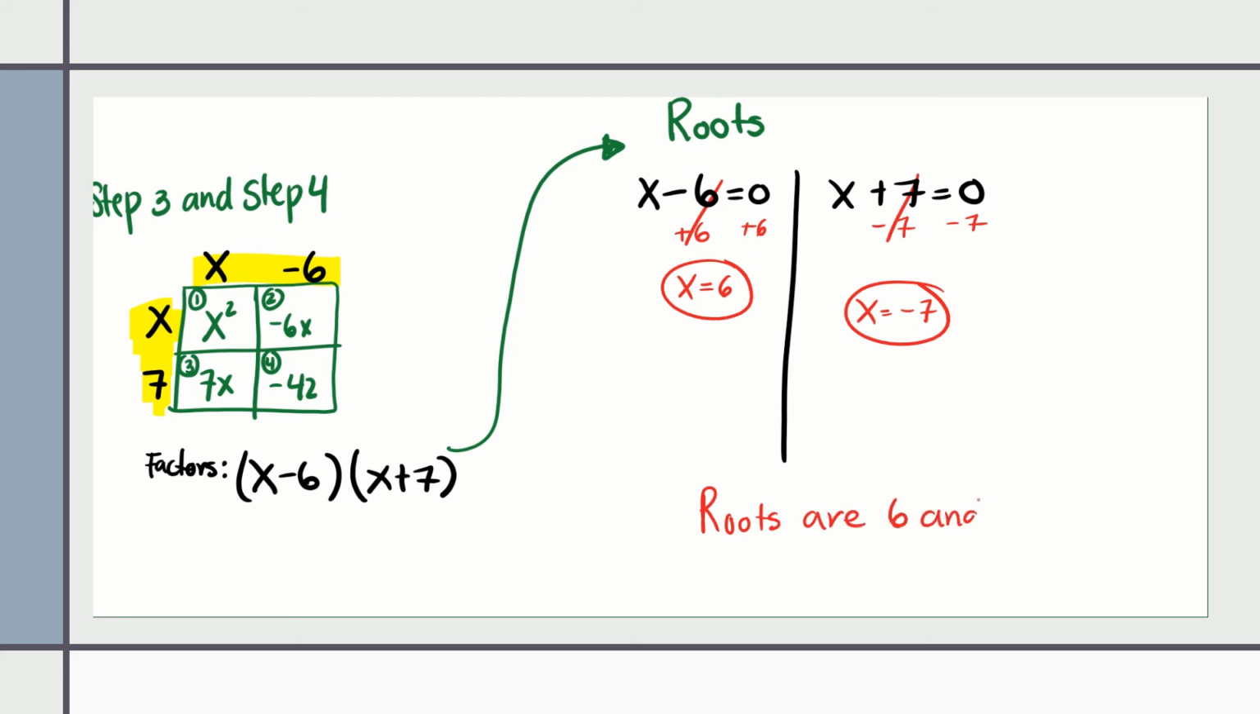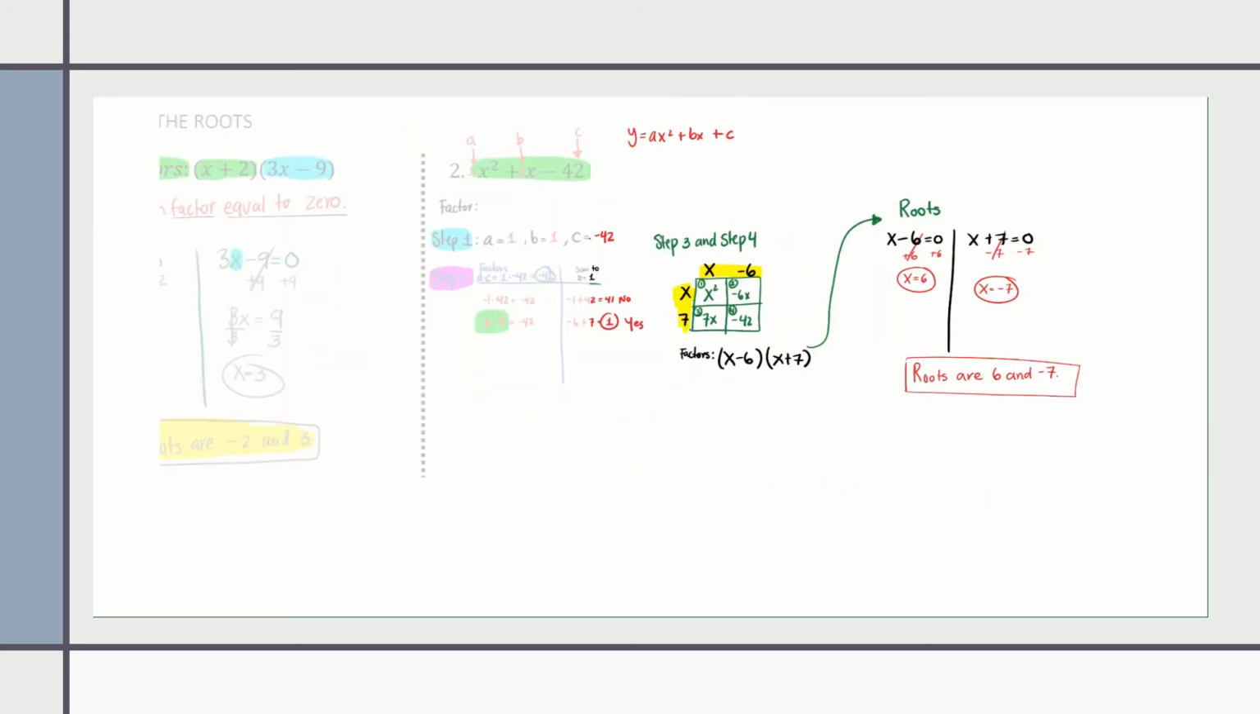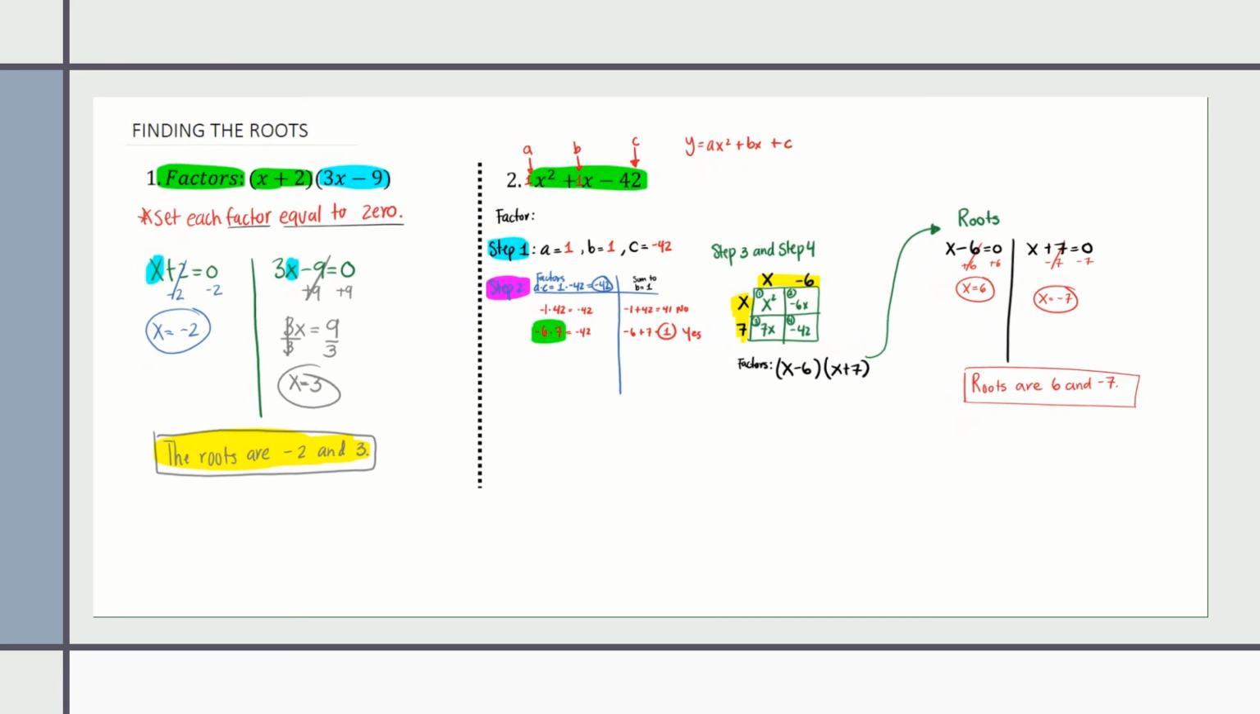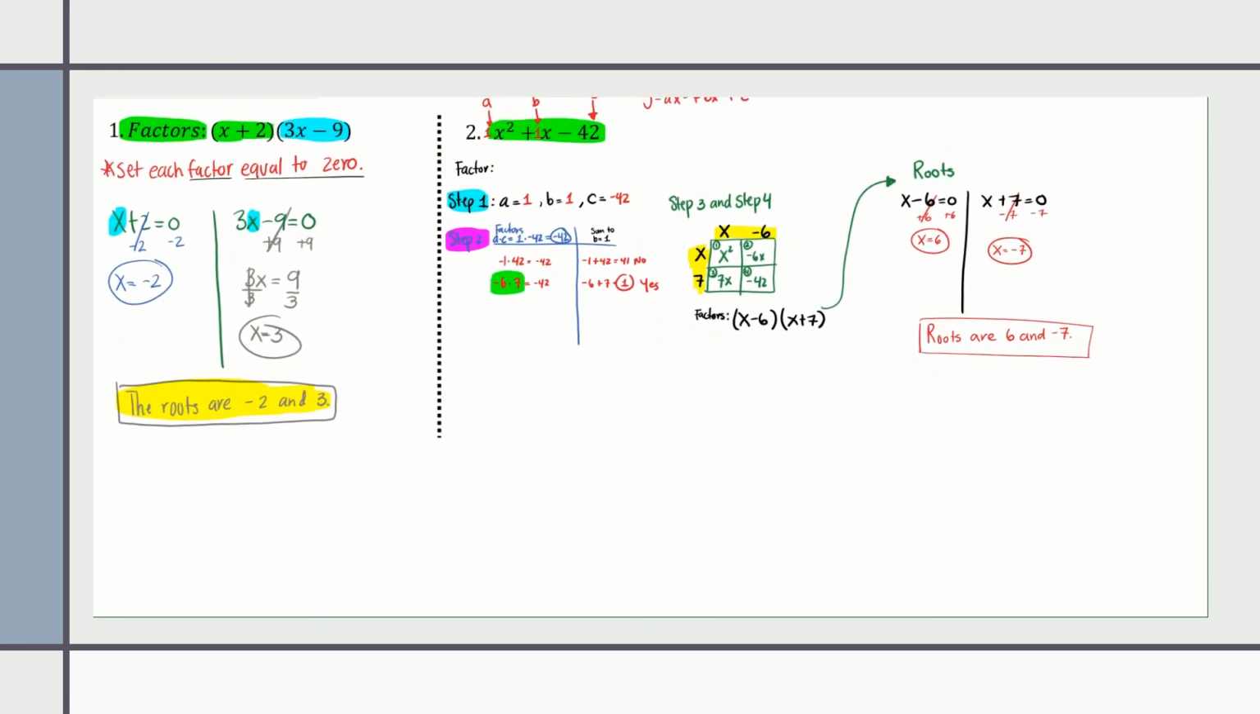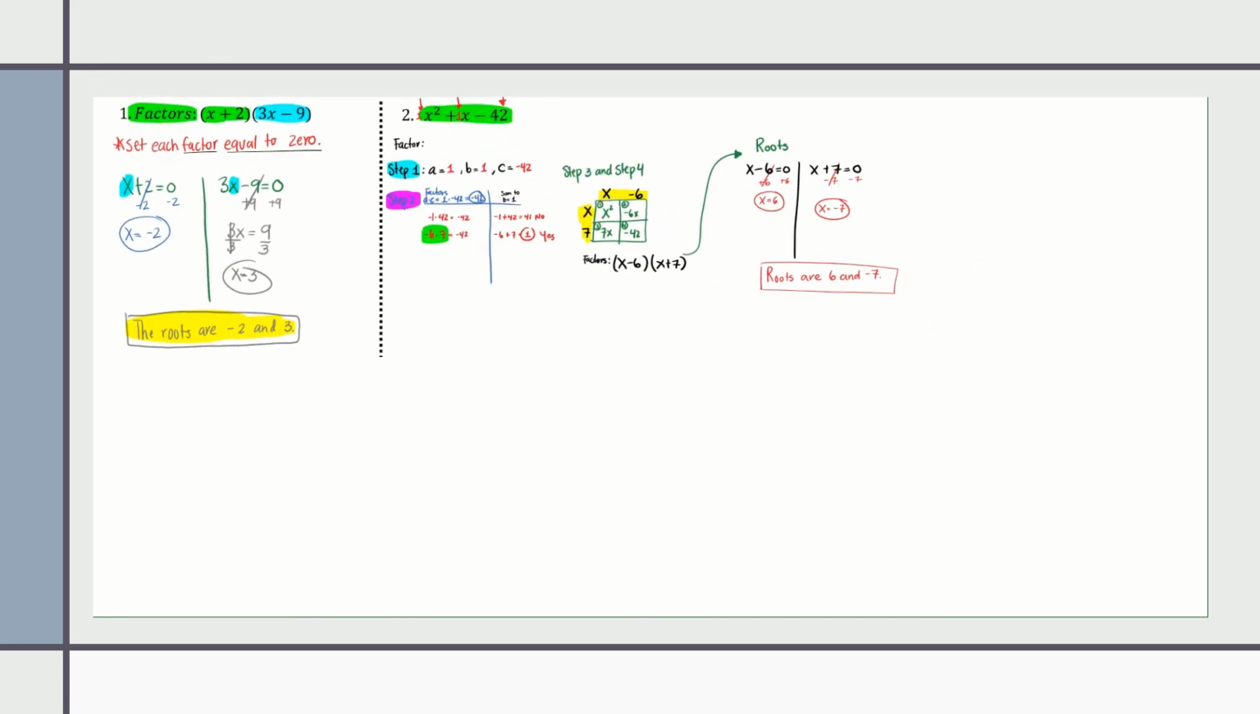So those are going to be your two roots. And that's how you find the roots when you're either given the factors or you're given an expression. I hope that this video was helpful.